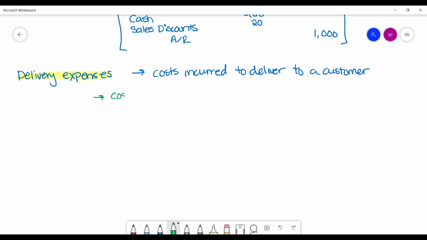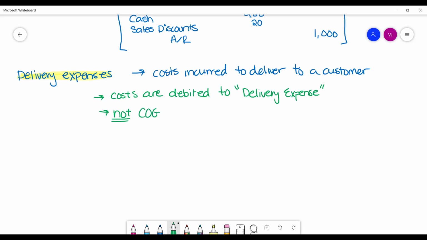So these costs are debited to an expense account titled delivery expense. This is considered an operating cost, an operating expense. It's not part of the cost of the goods we sell, so it's not going to be considered part of cost of goods sold. It's just an operating expense.